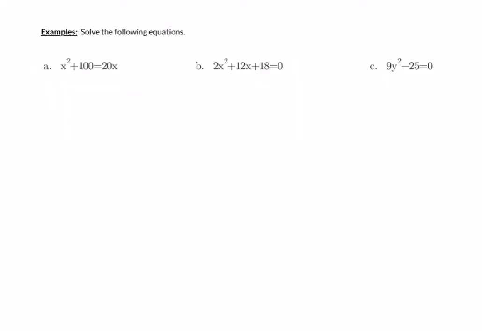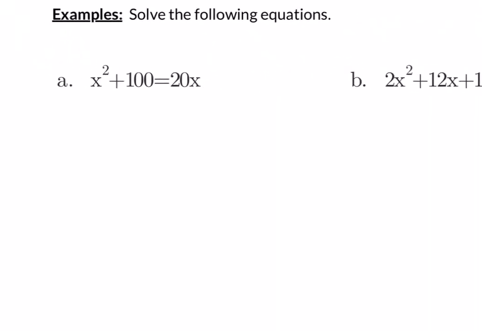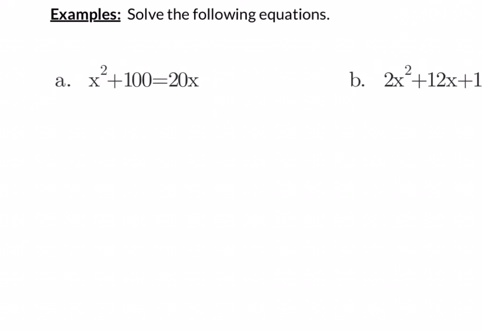All right, the last thing we want to look at is solving some equations. So let's go ahead and see what we can do. Remember that the first thing when we solve equations is we need everything on one side. So for instance, example A, the first thing I want to do is subtract 20x. And I want to rearrange this so that this is in descending order. So I want it to be x squared minus 20x plus 100 equals 0.